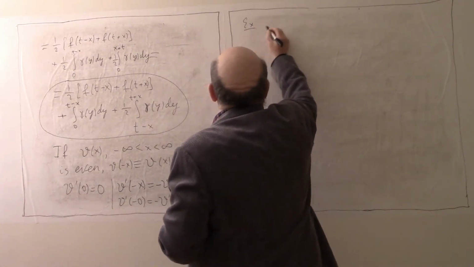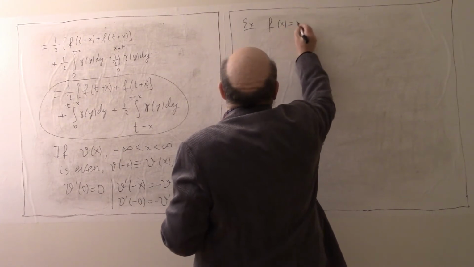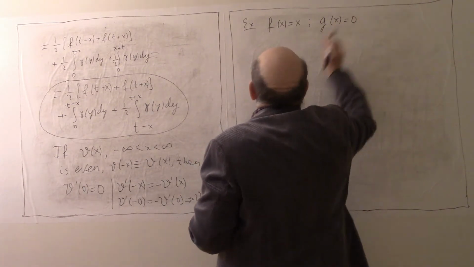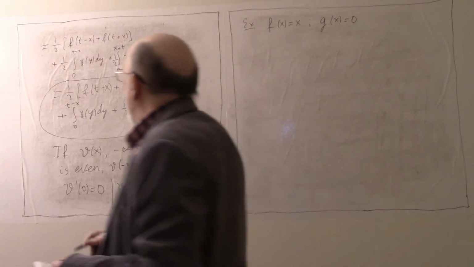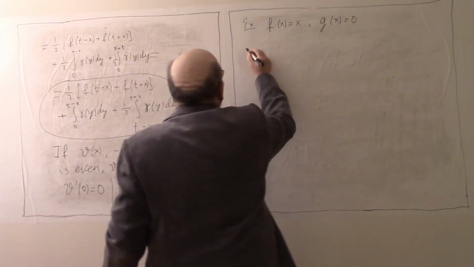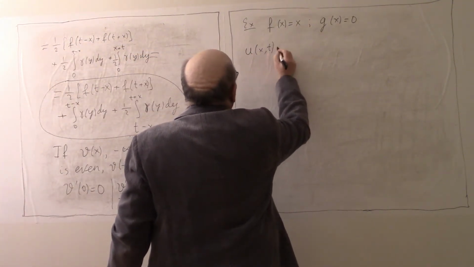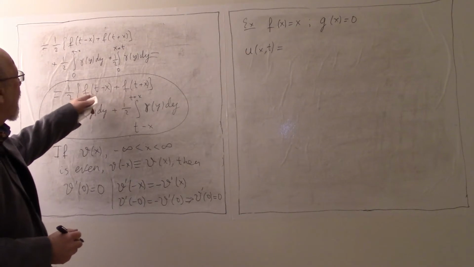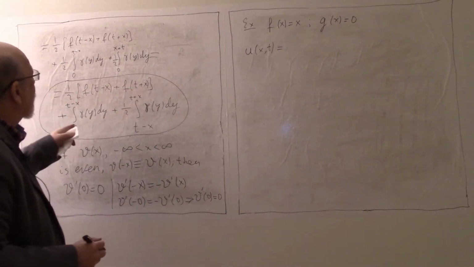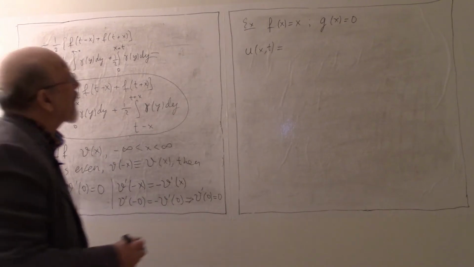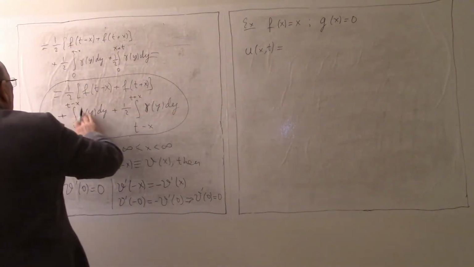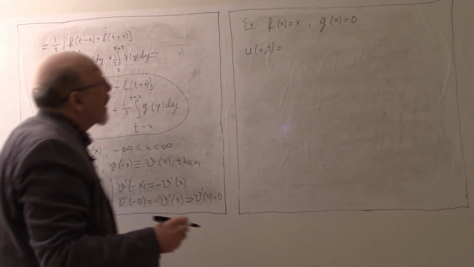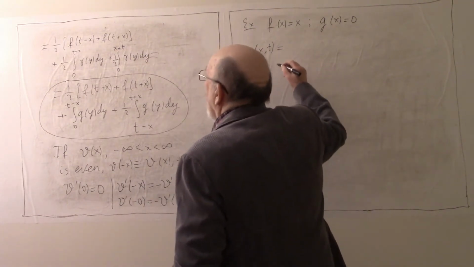So, example, f of x equals x, g of x equals 0. Yeah? So let us apply this formula. U of x,t equals... no, this first term is interesting, the second is 0, because g is 0. No, it's not gamma, it is g. Yeah, it is 1/2.